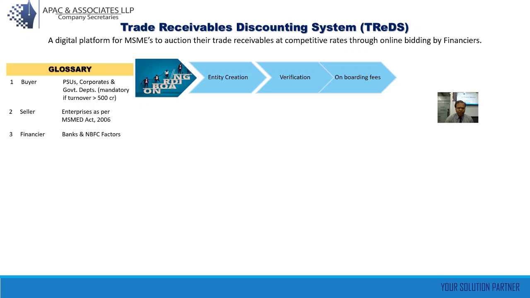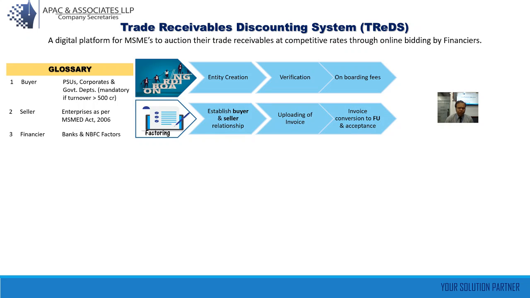As per the notification dated November 2, 2018, issued by the Ministry of Micro, Small and Medium Enterprises, corporates with a turnover of more than 500 crore and specified PSUs were mandated to get registered on the TReDS platform as a buyer. Sellers are the enterprises registered under the MSME Act who provide goods or services to the corporates. The financiers are the banks and NBFC factors who discount the factoring unit of the seller. It further involves verification and due diligence by the respective platform and payment of onboarding fees after the same.